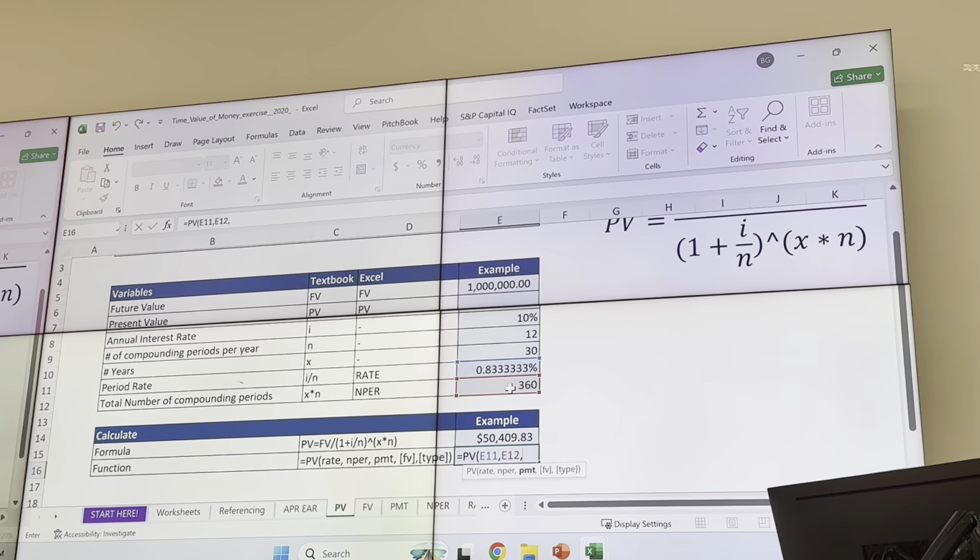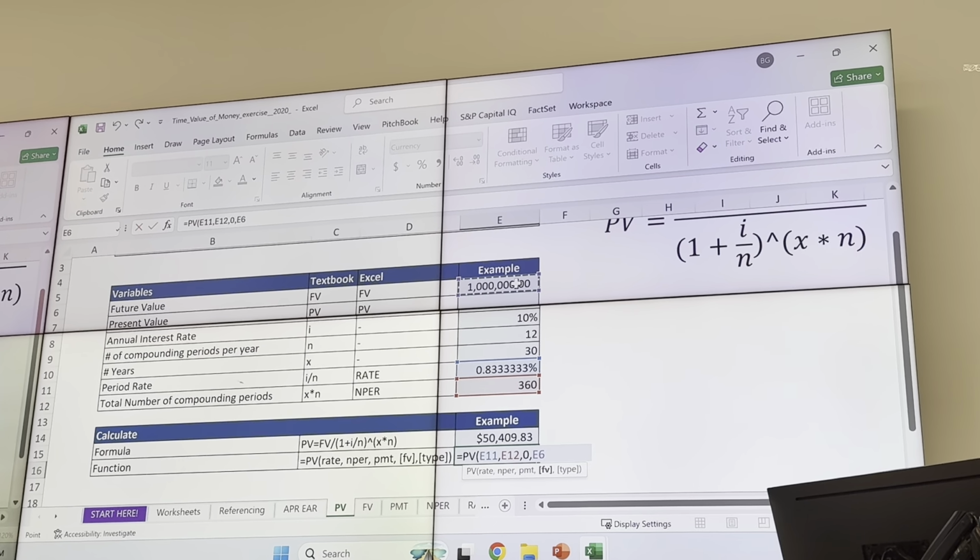Payment: there is no payment, basically zero, because it's at the end. There's no payment in the middle. Future value is I want to be a millionaire. Type, we don't type anything, that's optional. Type is basically saying whether you're receiving a monthly payment at the beginning or at the end. We are not receiving any payment.